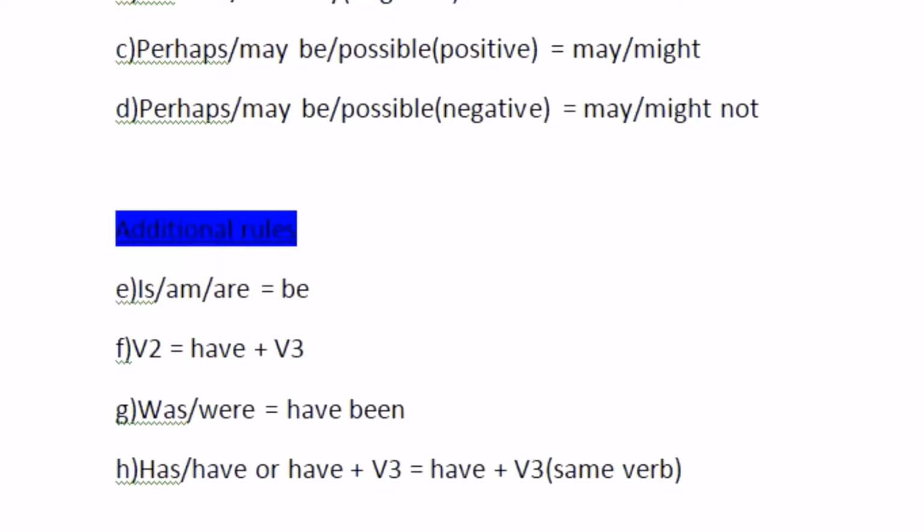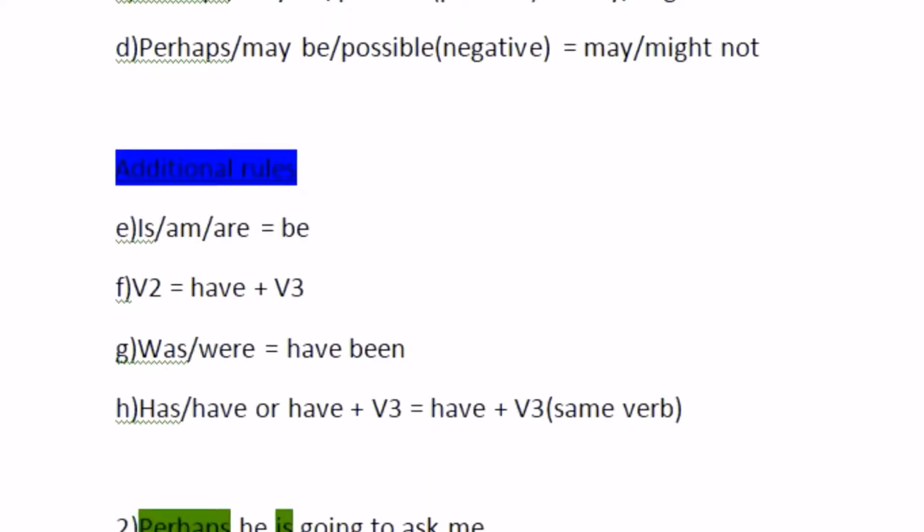Okay, let me check your answer there. Perhaps he is going to ask me. First of all, you write the subject there. He is the subject. Then what you have to write there? He might be going to ask me. Why is this? Why show might here? You must know the logic behind this answer there.